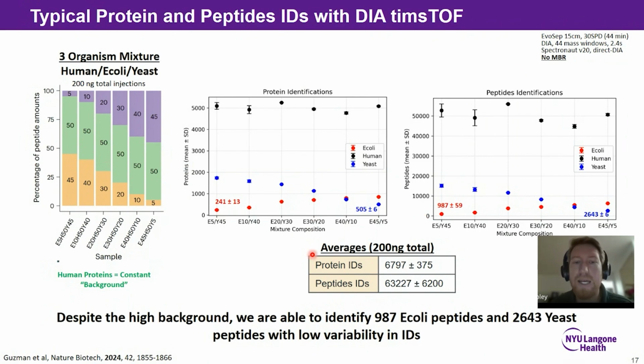But what I really like is that we're still able to see proteins unique to E. coli and yeast at very low concentrations in the presence of high background. So here they would only be 10 nanograms and 100 nanogram background. So pretty happy with the sensitivity of this instrument and the overall performance in protein identifications and peptide identifications.